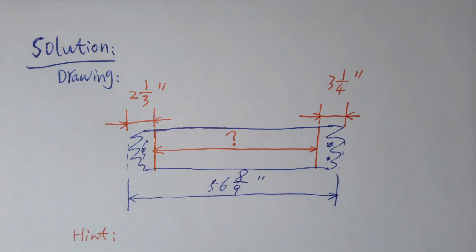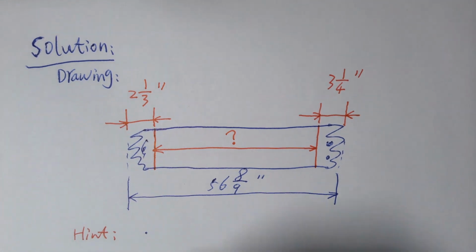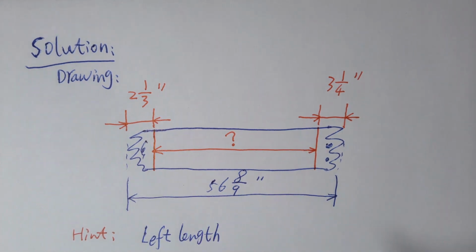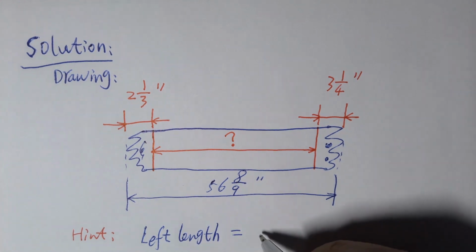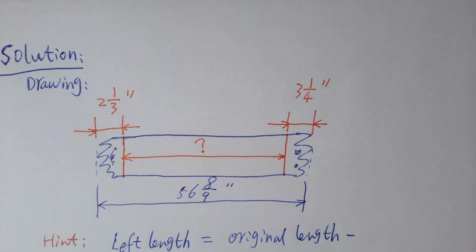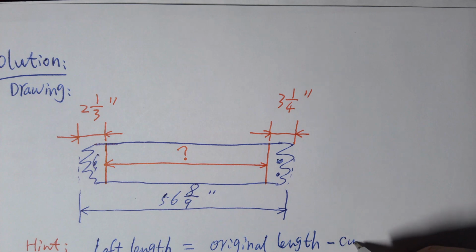In order to find what is left, the relationship between the lengths needs to be understood. From this picture, we can see the left length equals the original total length minus the left cut, then minus the right cut. So if we want to write this relationship, the required length, let's call it left length. What is left equals the original length minus cut length.